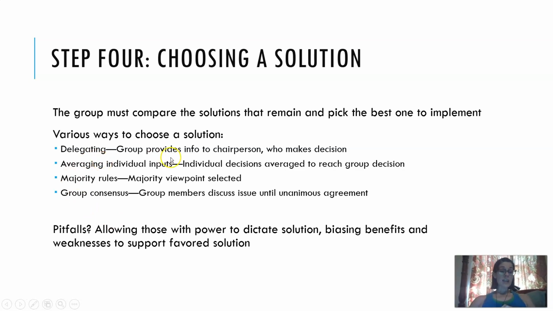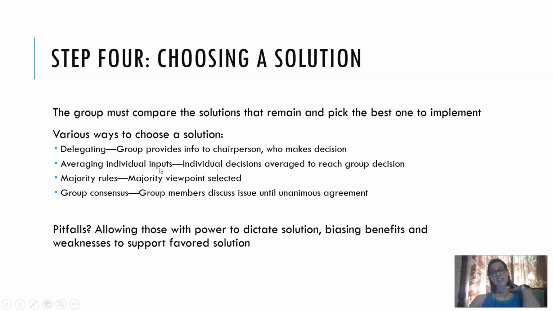When we delegate, the group provides information to a chairperson who will end up making that decision. We can average individual inputs, so everybody votes on their favorite 3, and we basically average those to get the group decision. With majority rules, the majority viewpoint is selected. With group consensus, you're going to discuss the options until every single person agrees unanimously on the solution.